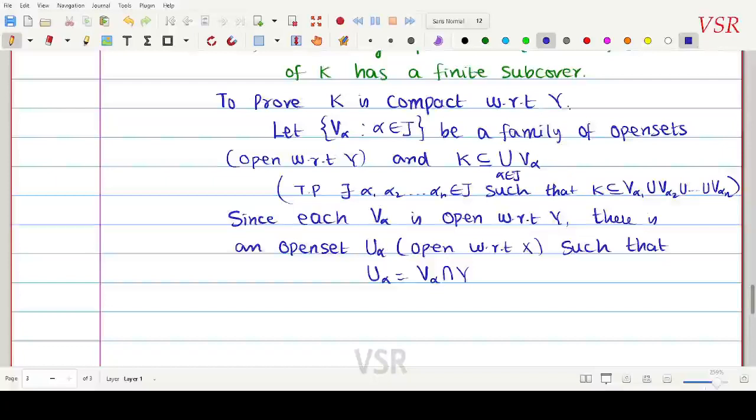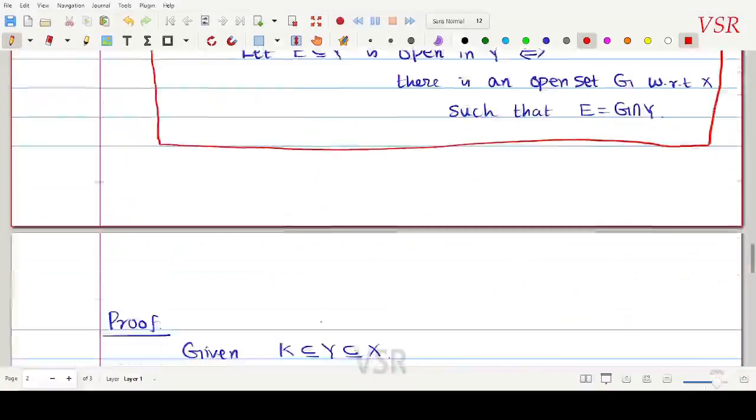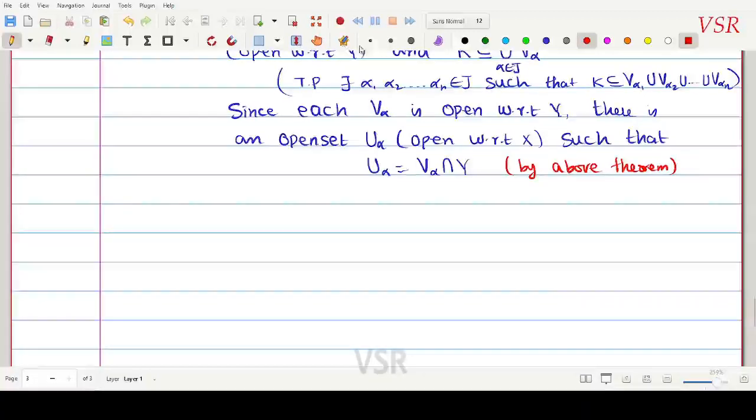This is by the above theorem. We have proved this theorem, so recall: using this theorem, with G replaced by V alpha, note that each V alpha can be expressed as U alpha intersection with Y.